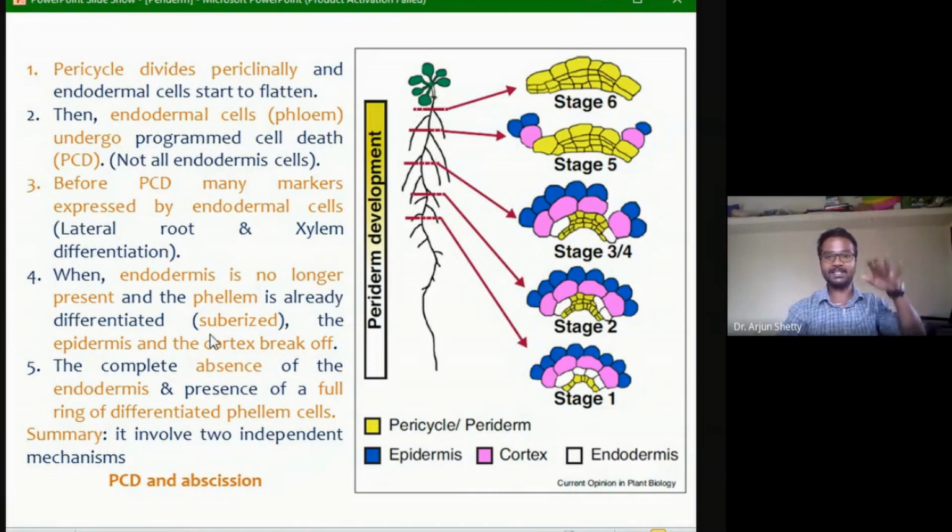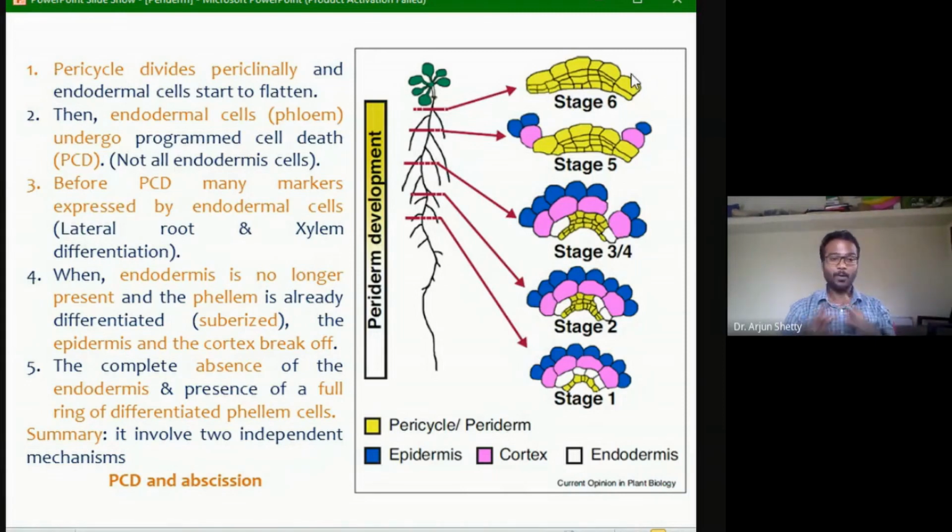Then when the cell reaches the 5th and 6th stage, at the 5th stage the complete absence of the endodermis can be seen. In the 3rd and 4th stage we still have a few cells, and at the 5th stage we are not going to see any endodermis, only a negligible amount of epidermal and cortex cells. Finally, because of tremendous periclinal activity, the epidermis as well as the cortex cells will be thrown out of the plant body. Only at the 6th stage can you see a complete, typical periderm.